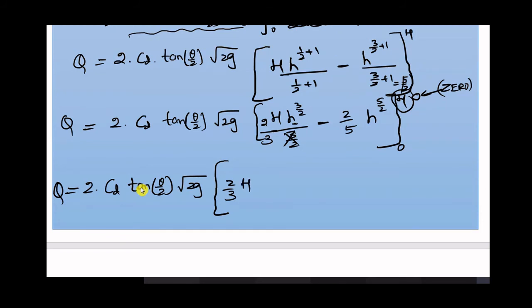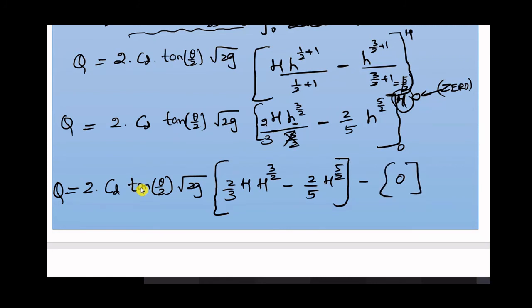H will be as it is. H acts as a constant. Now in place of small h, we will substitute the upper limit, that is capital H: H to the power of 3 by 2 minus 2 by 5 h to the power of 5 by 2. This is the upper limit, minus the lower limit, which is 0. The entire terms will be 0.